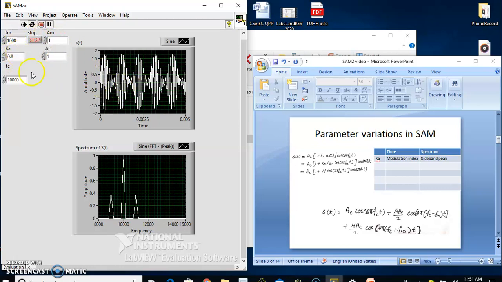You can see that 80% modulation index, and of course the amplitude of the sidebands is mu, which happens to be 0.8 into 1 by 2, which is 0.4. So this is what you have.